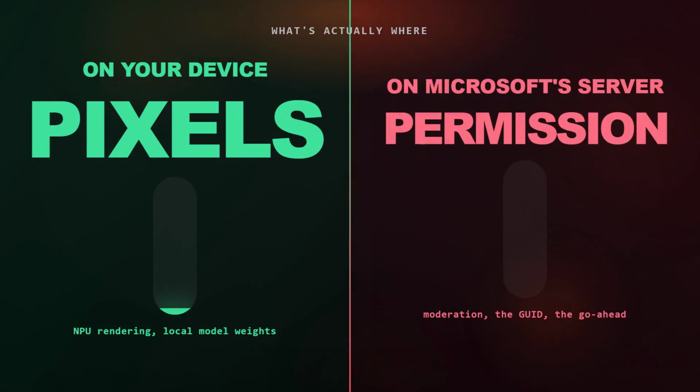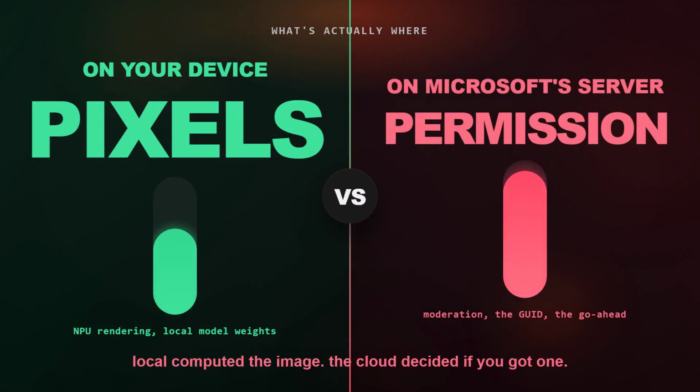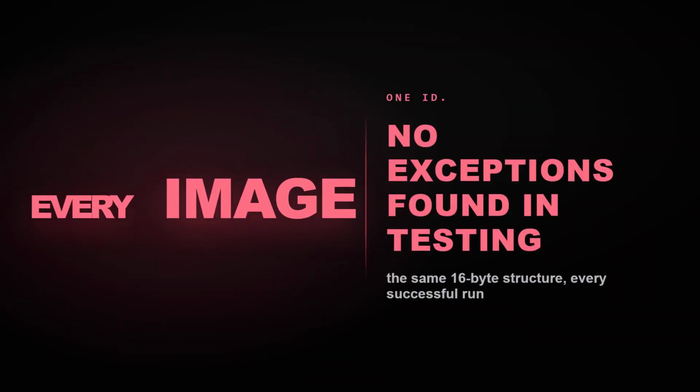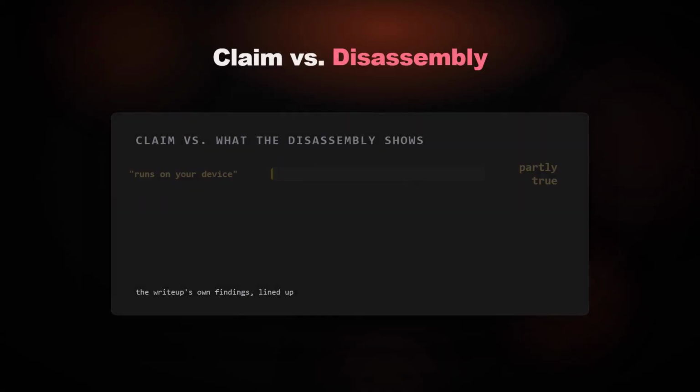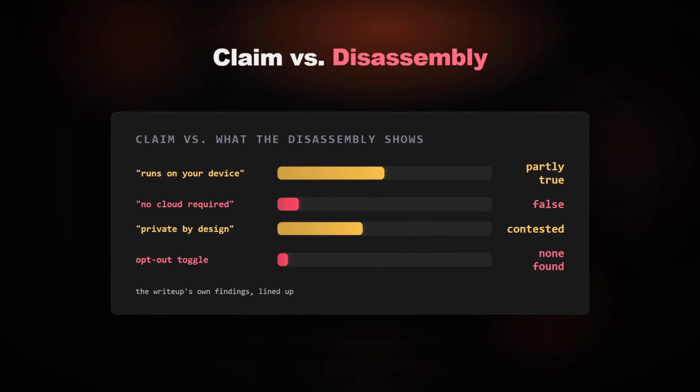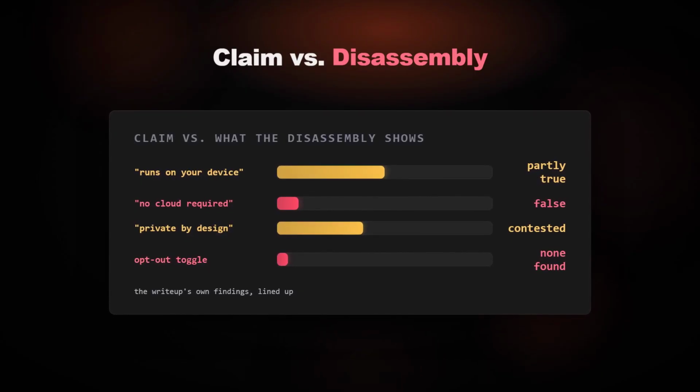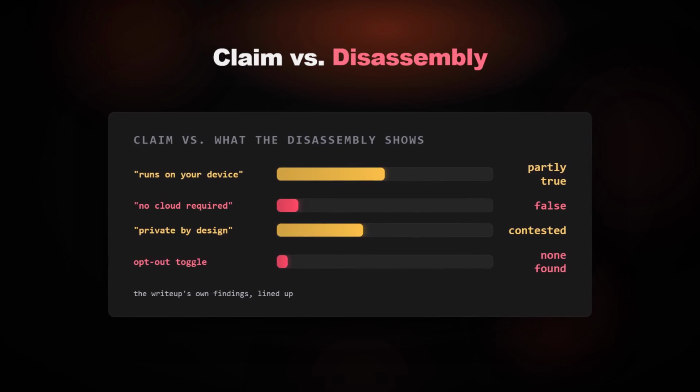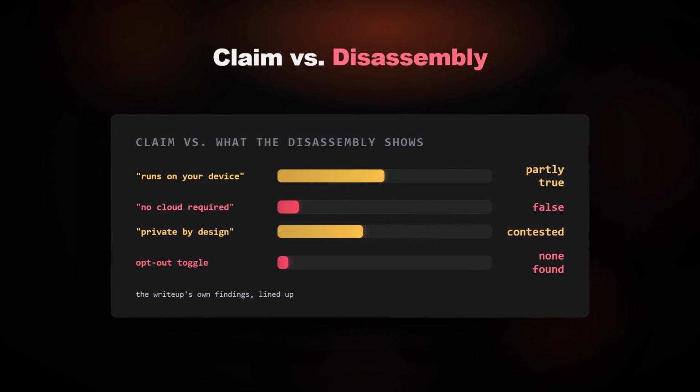Split it cleanly. Your device computes the actual pixels. Microsoft's server decides whether you're allowed to have them and hands you the number that proves it asked. Every successful generation, the same 16 bytes, the same structure, not a bug, a deliberate, repeatable pipeline. Line up the marketing claims against what the disassembly actually shows. On your device, partly true. No cloud required, false, there's a server round trip every single time. A toggle to turn any of it off. The write-up never found one.